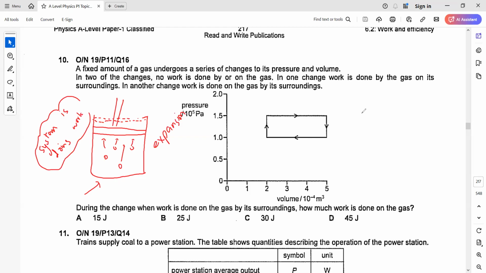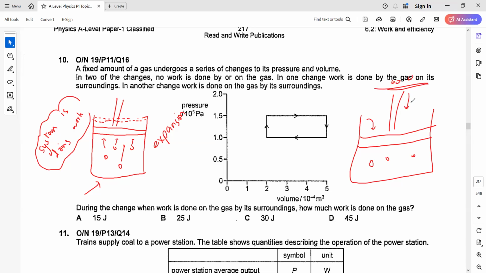Now the reverse would be compression. So if we have something like this, and the gas instead of being heated up is cooled. So if we are planning to cool this gas, what is going to happen? This piston is going to come down. Or basically if someone just adds some weight here, this piston is going to move down, right? So that's work being done on the gas or work being done on the system. So that's the terminology here. Work is done on the system.